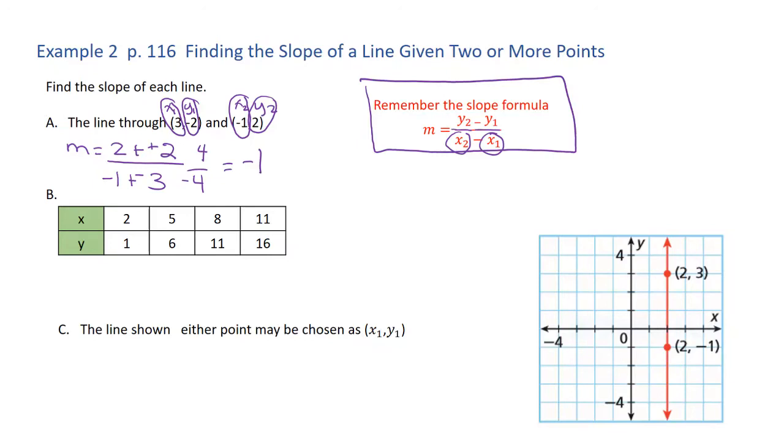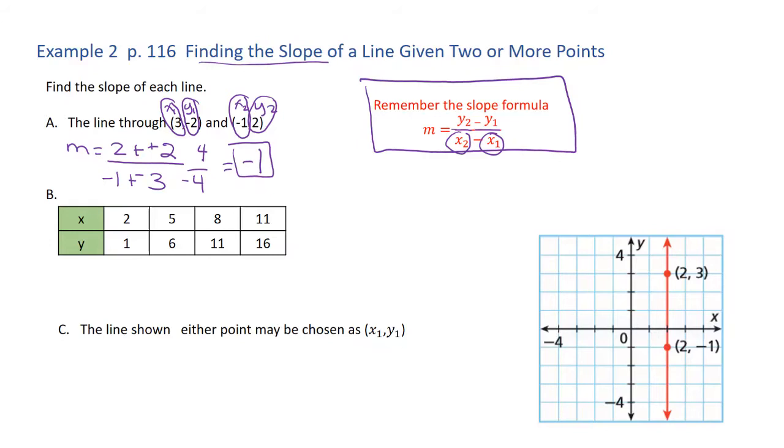So we can see that the slope of this line is -1. And that's all the question said, find the slope of the line. So your answer is m equals -1. All right, our next problem looks a little bit different, but it's not really that much different.